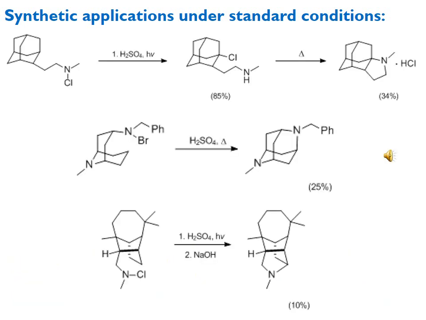Here are some other examples under standard conditions, in which N-chlorosecondary amine is converted into the product with only 34% yield, and next is N-bromosecondary amine, which is converted into the product with 25% yield, and the third is also N-chlorosecondary amine, which is converted into the cyclic product with only 10% yield.